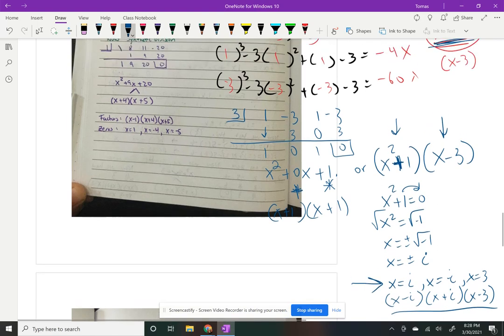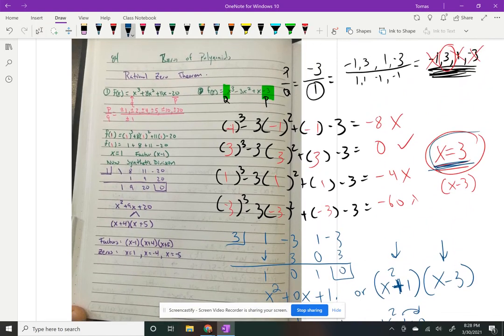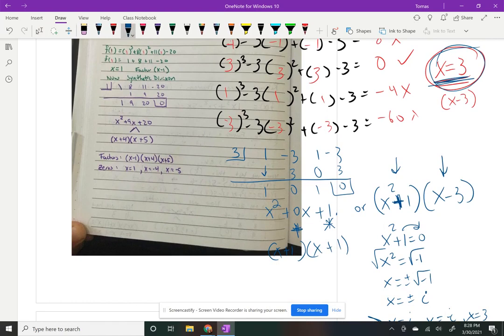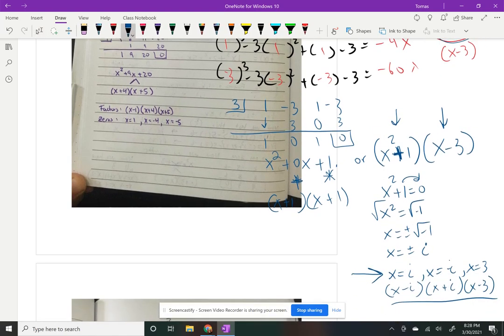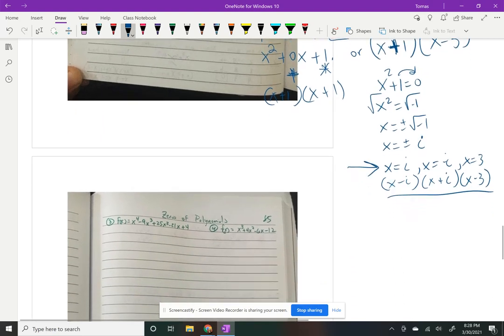So we would have gotten one of our answers automatically using our P's and Q's ratio, right? And then we use that answer to synthetically divide. And then we break this down using the square root property to find our other two, which are a positive i and a negative i. Okay, so we're going to do another problem.